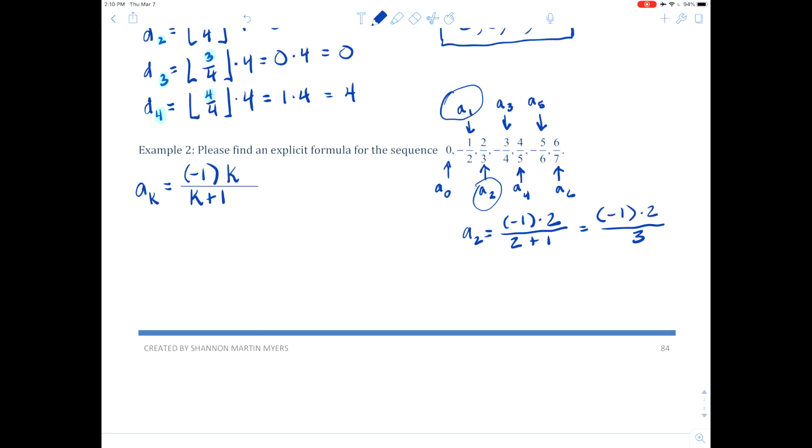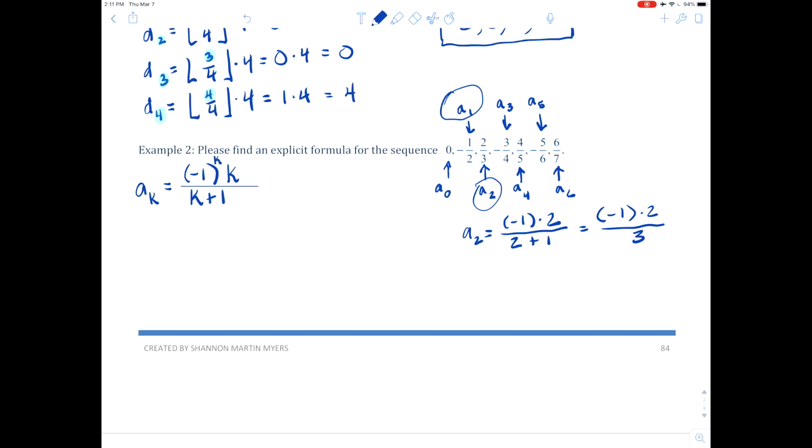What's happening with that -1? It's alternating. So remember, when you raise anything to the 0 power, what do you get? Beautiful, +1. So when do you have negative outputs? When you are on an odd input, right? When k is 1, when k is 3, when k is 5. Make sense? So let's see if that'll work.